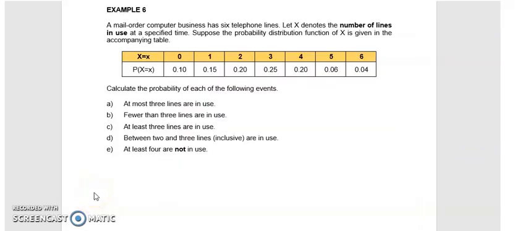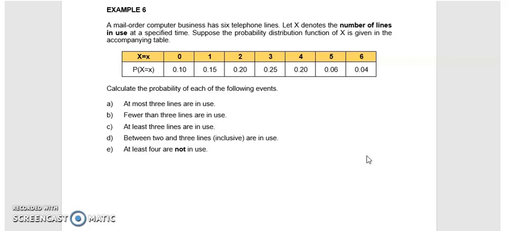Now let's look at this example. A mail-order computer business has 6 telephone lines. Let X denote the number of lines in use at a specified time. Suppose the probability distribution function of X is given in the accompanying table. So in this example, the probability distribution for each value of X is already given. In the previous example, a situation was given and then we needed to construct the probability distribution table.